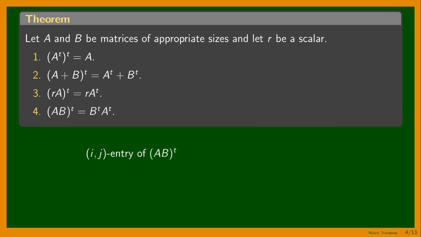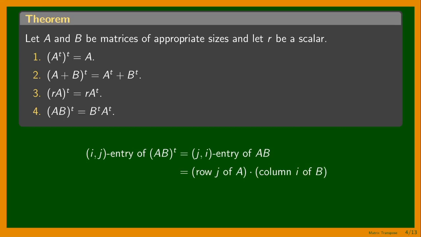Because if you look at the ij entry of the transpose of AB, by definition, that is going to be the ji entry of the product AB, right? Now, by the definition of matrix multiplication, the ji entry of AB can be obtained by taking the dot product of the row j of A and the column i of B, like so.